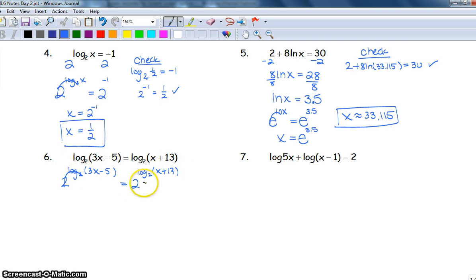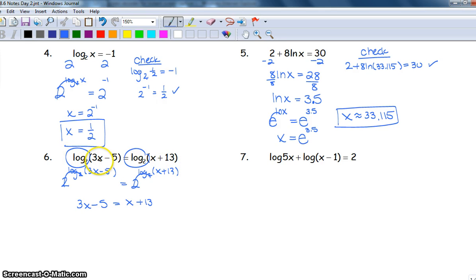And you see that that cancels, and you're left with 3x minus 5 is equal to x plus 13. There's actually a shortcut that you can skip this step. Since we have log base 2, and we've got those two pieces equal to each other, just like we talked about yesterday with the exponents, if the base was the same, here if the log is the same, then those quantities must be the same.